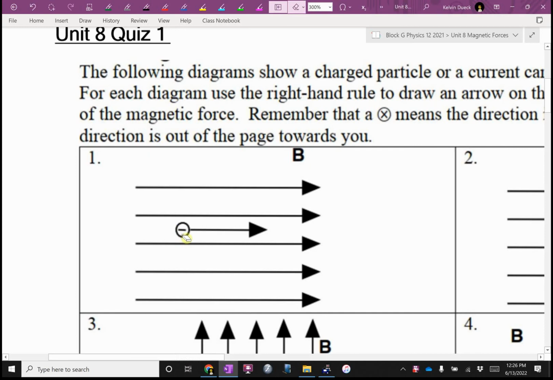Is the electron crossing magnetic field lines? There is going to be no force in number one, whether it was an electron or a proton. You have to cut across. That's why the QVB equation had right angles as subscripts in it.